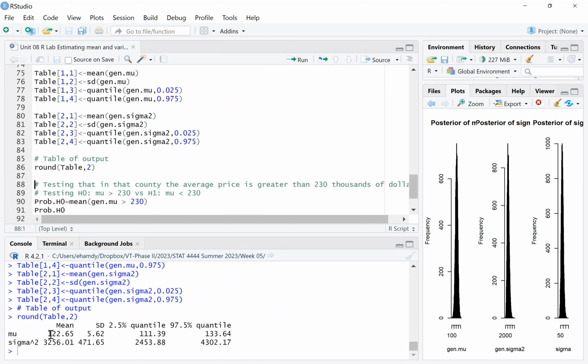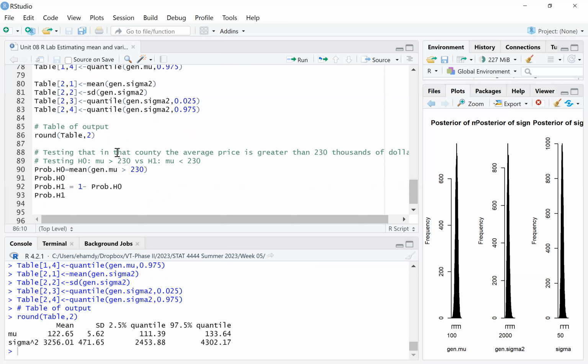I see the posterior mean is 122.65. The standard deviation is 5.62. The lower limit and upper limit of the 95% credible set are 111.39 and 133.64. And the posterior mean of the population variance is 3256.01, along with the standard deviation and the 95% credible set. So this means with 95% probability, the population mean is between 111.39 and 133.64. And with 95% probability, the population variance sigma square is between these two values.